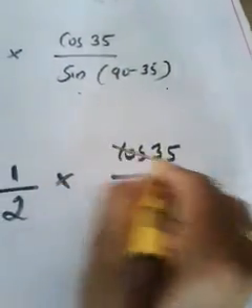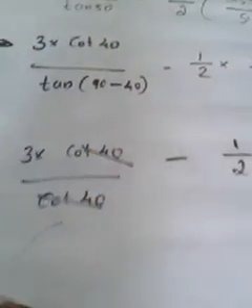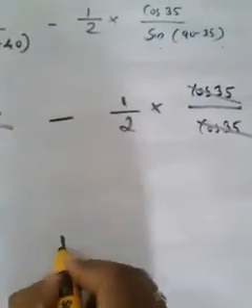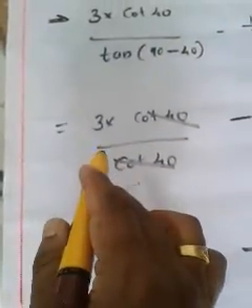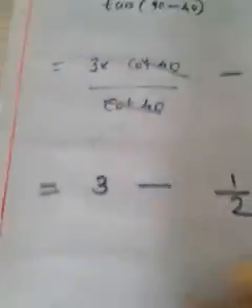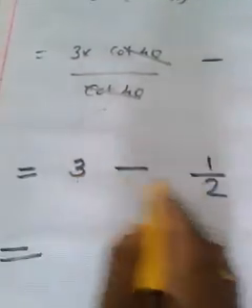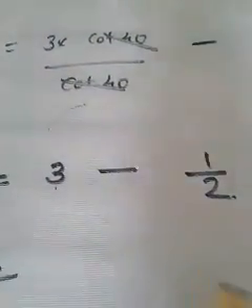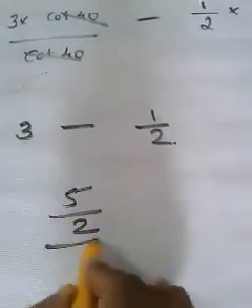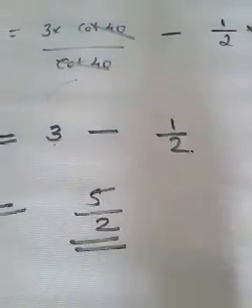Now just see, these two terms get cancelled. These two terms get cancelled. What will remain? The remaining terms are 3 minus 1 by 2. See, 3 only will remain here, and here minus 1 by 2 only will remain. So 3 minus 1 by 2. How can we calculate? Cross multiply. What is 3 into 2? 6. 6 minus 1, 5. The answer is 5 by 2. Isn't it? Yes.